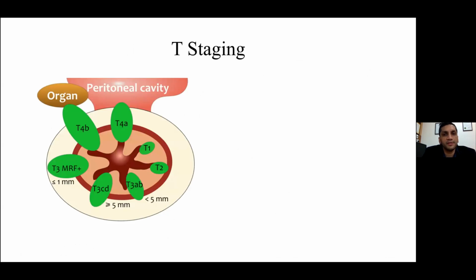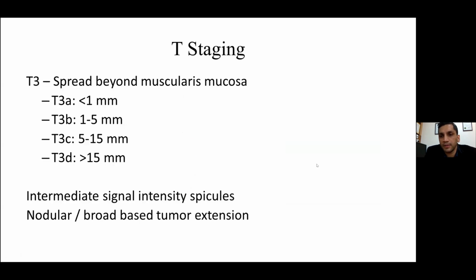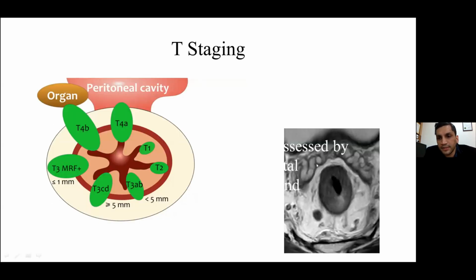In terms of T staging, we know that T1 and T2 staging, T2 is up till the muscularis propria, and T3 is when it goes beyond into the mesorectal fascia. And depending upon the depth, T3A is less than 1 millimeter, B is 1 to 5 millimeter, C is 5 to 15, and D is more than 15 millimeter. So this is how it is seen on the MRI, and if you see the hyperintense tumor, this is exactly the tumor that is seen, and this is a mesorectal lymph node.